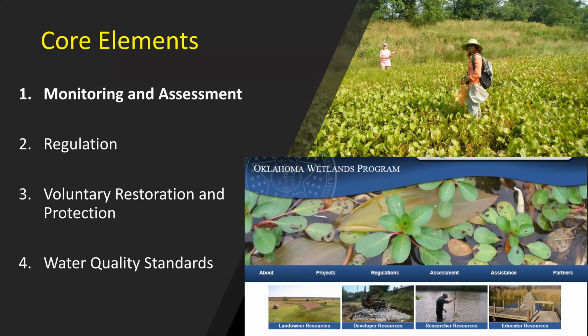So monitoring is the systematic observation of current and changing conditions of a wetland. And then when analysis is done on the data that is collected, and these data are used to make management decisions, that's called assessment. And that's a picture of me on the right with a former student surveying a wetland in Oklahoma.